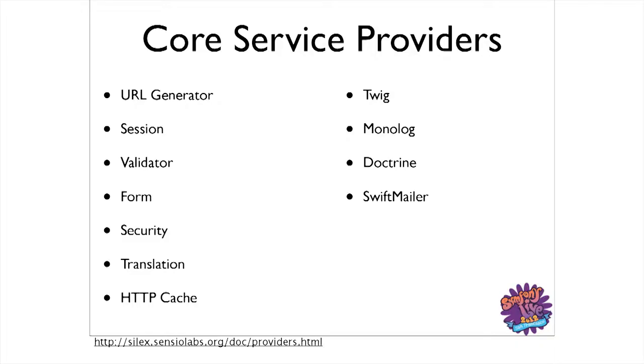So core service providers. A lot of these are pretty standard, or what you're going to need to build an application. So you need a way to do routing. So how do you do URL generation? How do you do sessions? How do you actually manage state in PHP? Forms and validation, security, translations, HTTP cache, Twig, Monolog, Doctrine if you need data access or an ORM, and Swift Mailer.